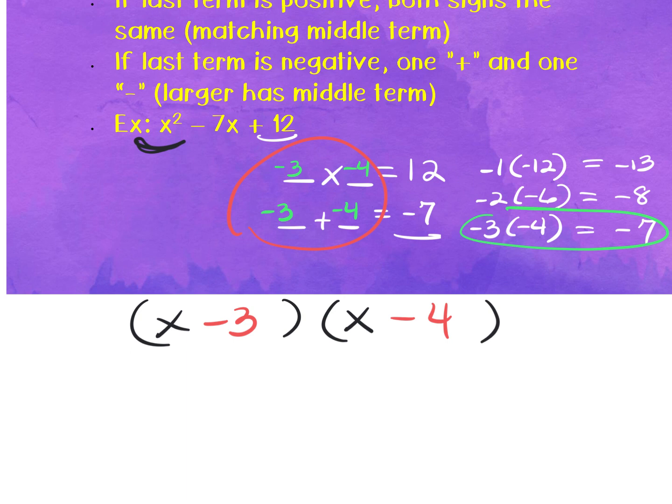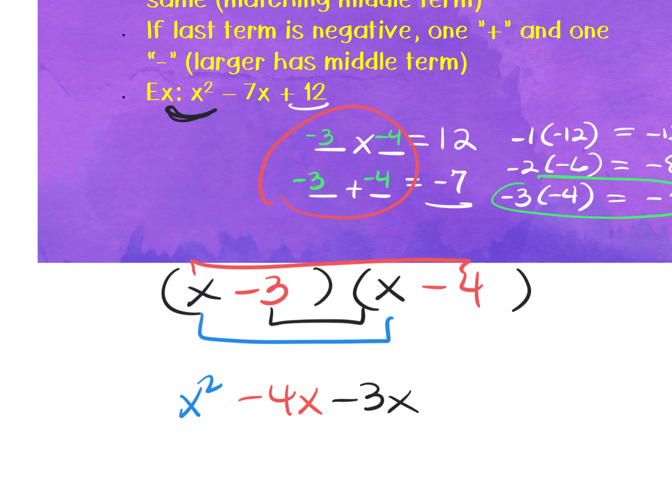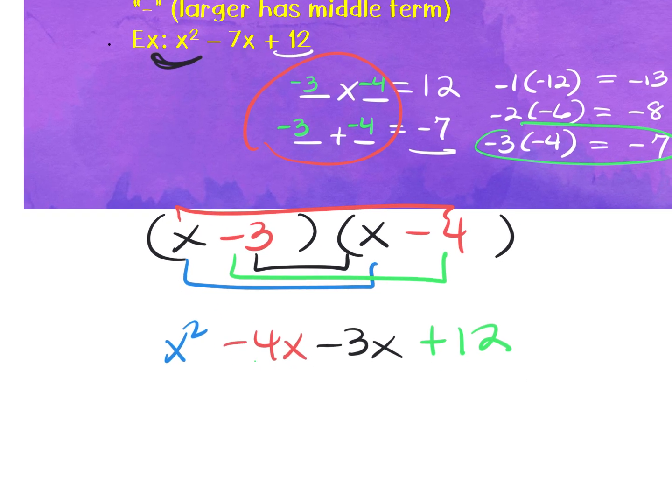Once you come up with the two binomials, remember you can always multiply these back. After you FOIL or multiply, if it doesn't go back to the original, you've done something wrong. So a quick check here: x times x is x squared. x times -4 is -4x. Then -3 times x is -3x. And finally, -3 times -4 is positive 12. Again, when I combine the middles, it does give me the number I needed in the middle.